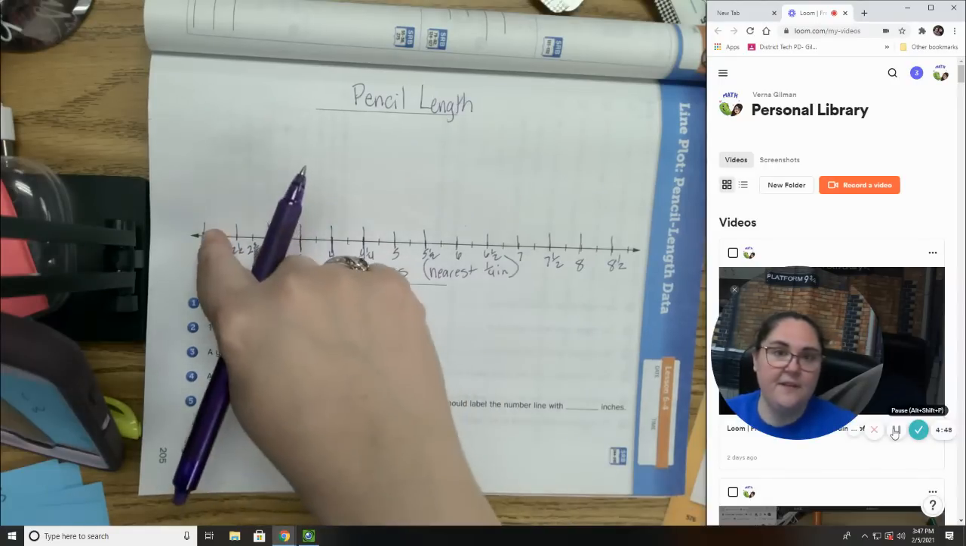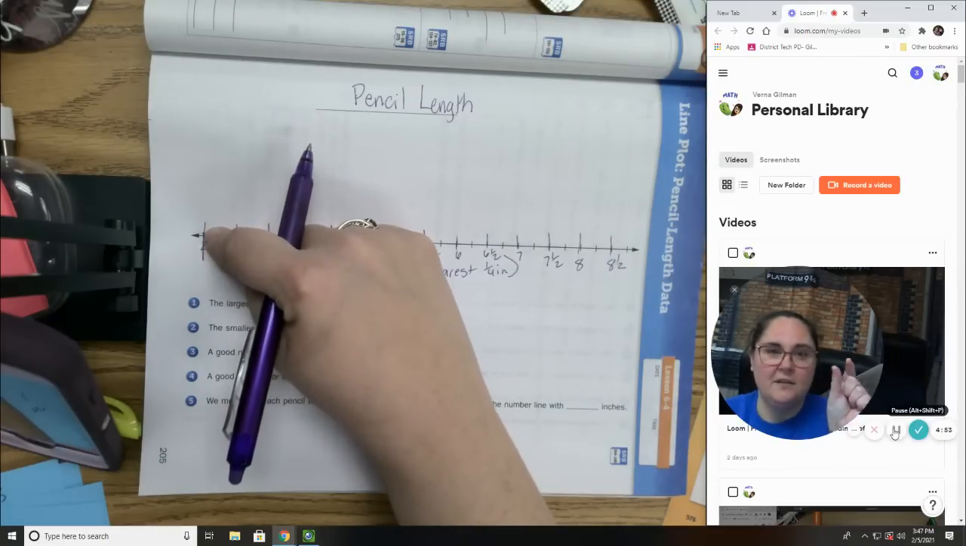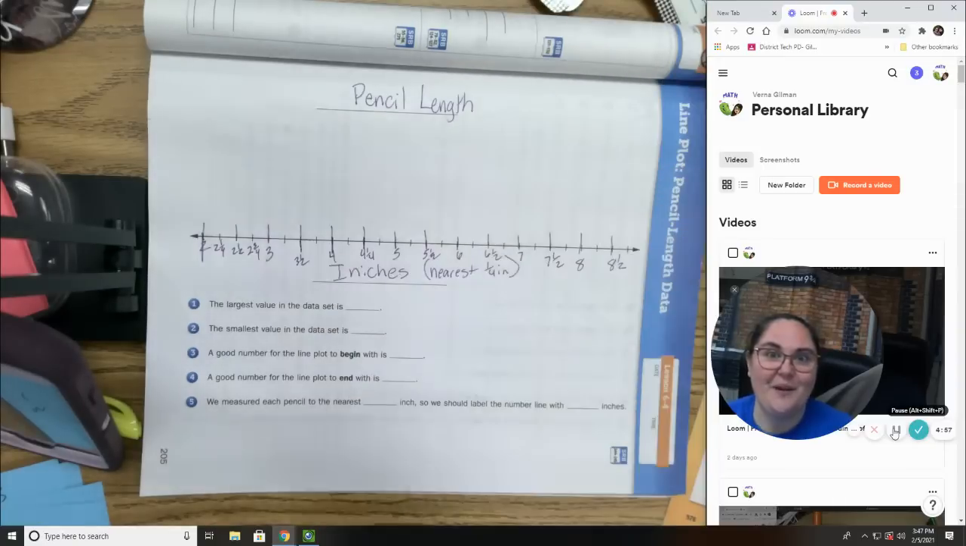So I know that definitely needs to be on here. If I did have a pencil that was like 1 inch long, I would tell them to throw it away. But I also would need to make my number smaller in order to put it on my graph, right? So here we go.